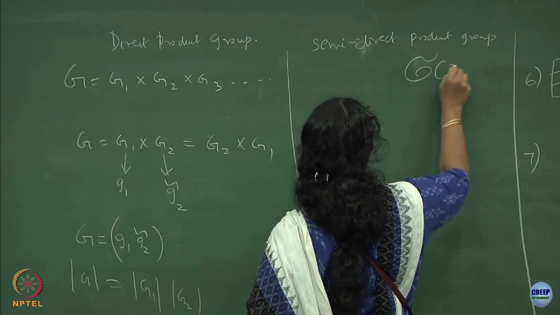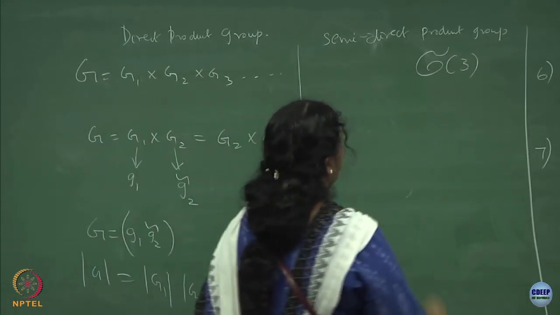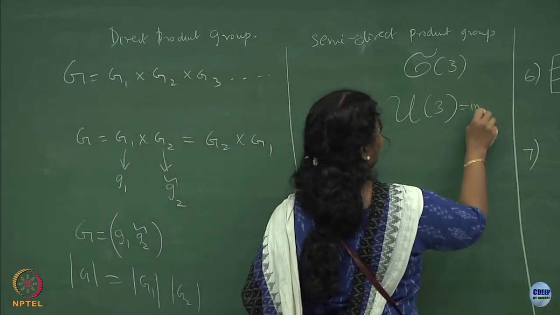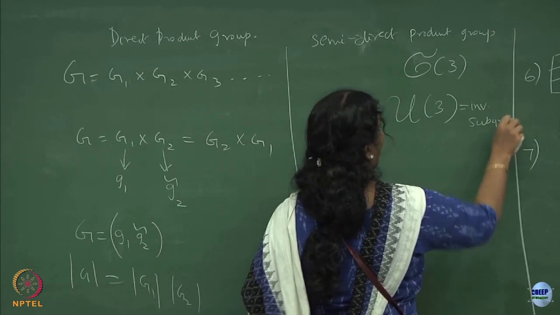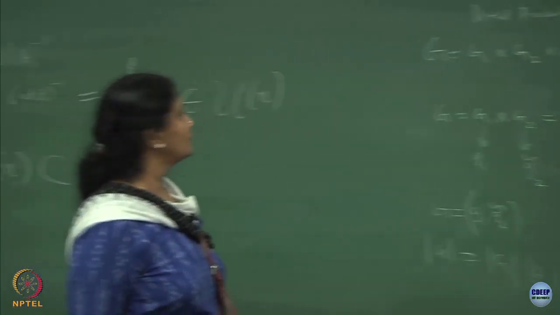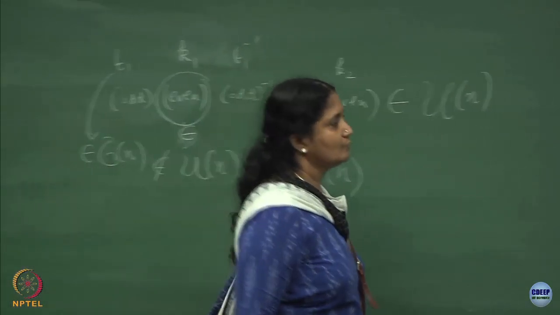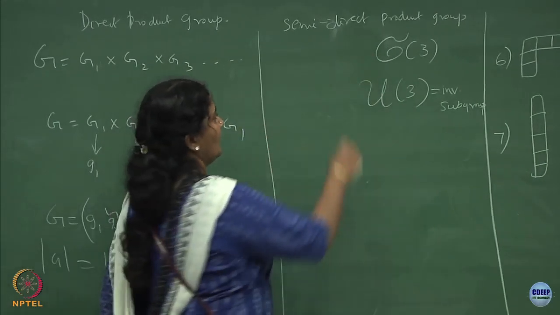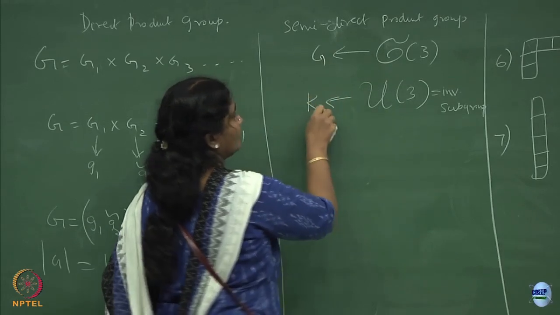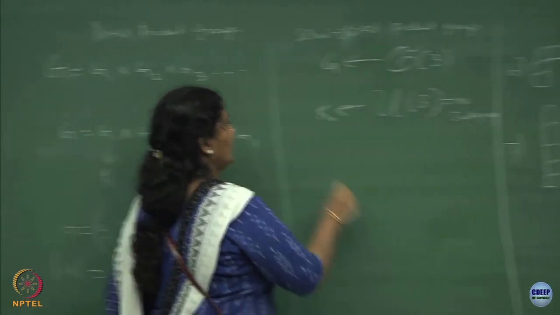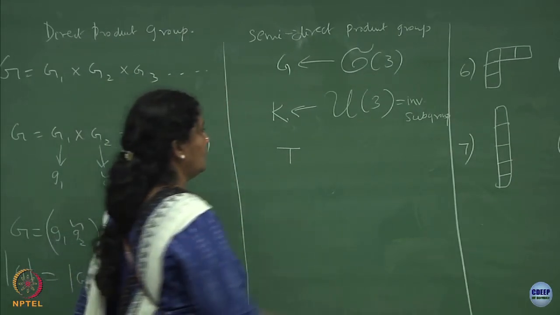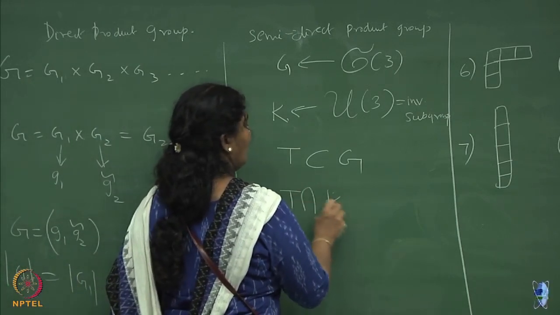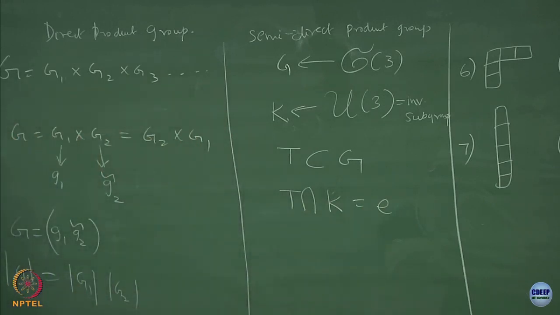So, let us look at the symmetric group of degree 3. You have U3, which is an invariant subgroup, or a normal subgroup. We have done this now. Is that right? And now I call this group G, and I call this K. I also have another group T, which is also a subgroup of G, but T intersection K is only the identity element, is that right?